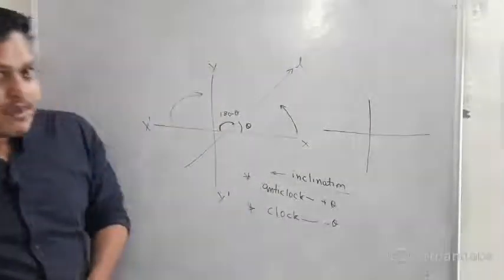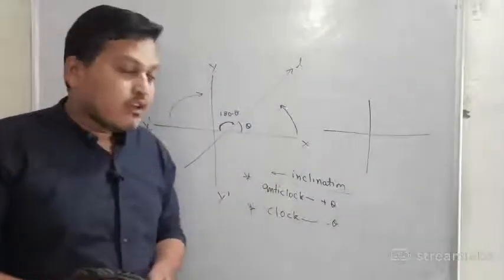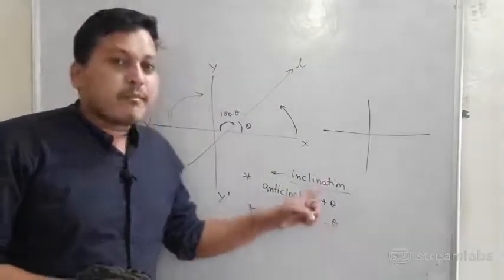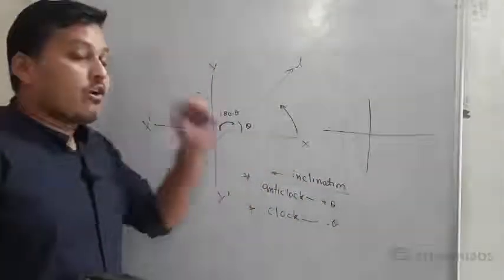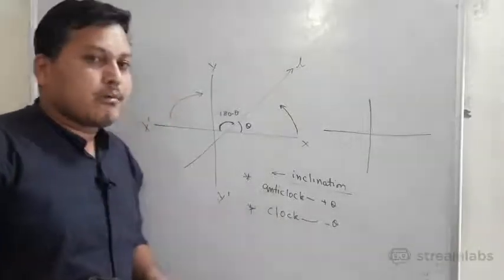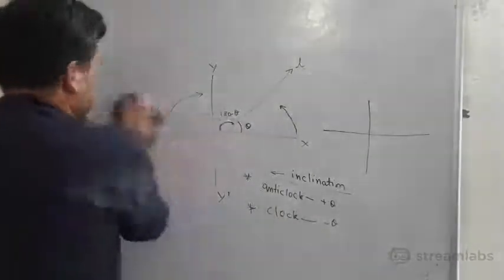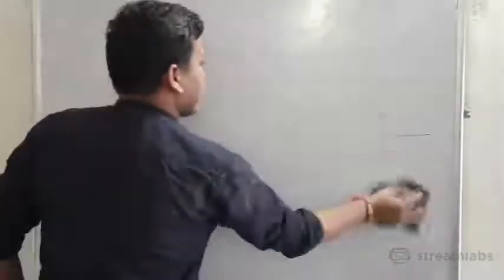Listen to this: whenever you are measuring your inclination in the anticlockwise direction, theta is always positive, and whenever you are measuring the angle in the clockwise direction, theta will be negative. So yesterday I explained this concept of inclination.